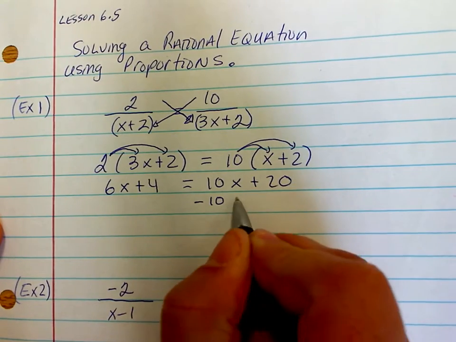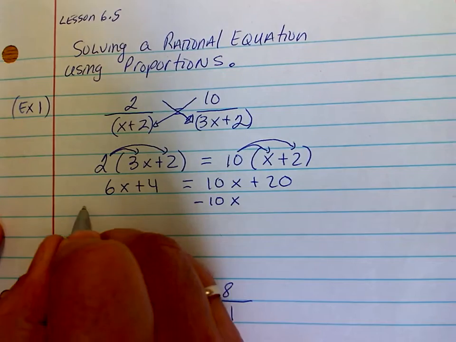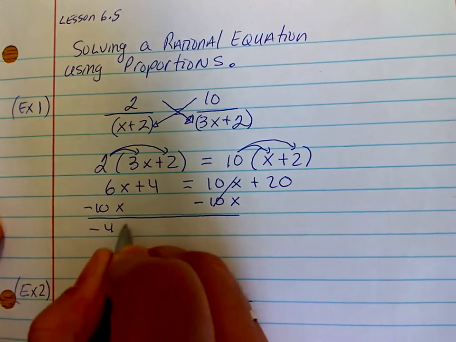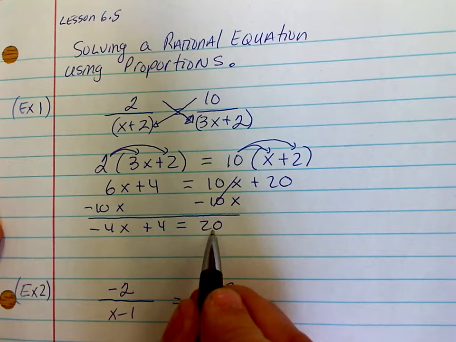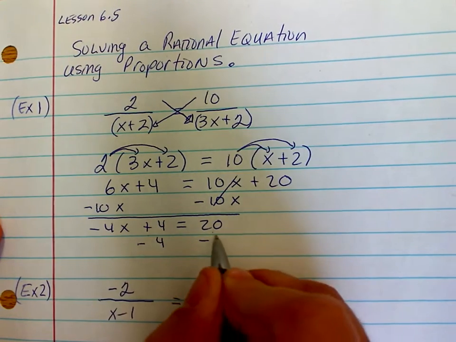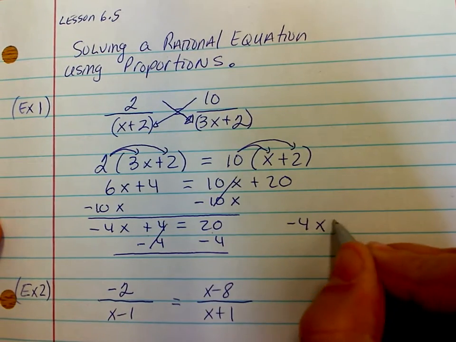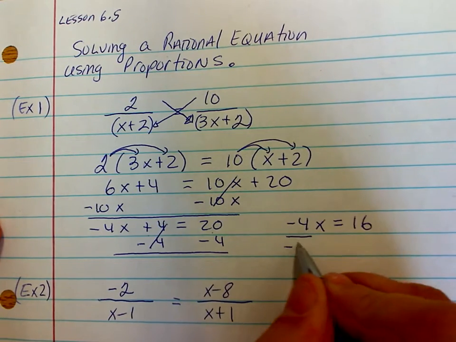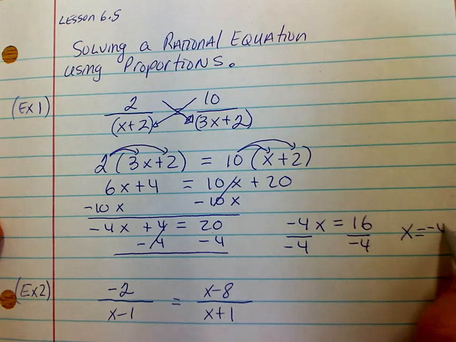In this case, I will bring a positive 10x over to the left-hand side by subtracting it. And now I will bring the constant positive 4 over to the right-hand side by subtracting it as well. Here we're left with negative 4x is equal to 16, and to solve for x, we will divide by negative 4. X is equal to negative 4.